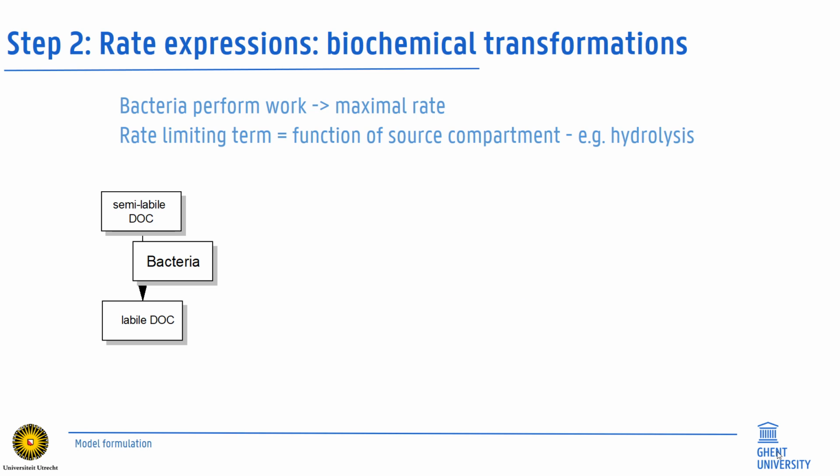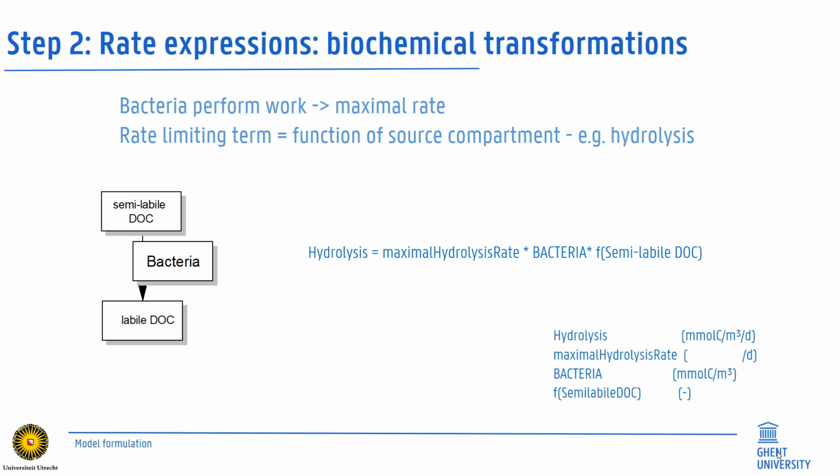In biochemical models, rate limiting terms can be a function of the source compartment, for instance in the process of hydrolysis. Here, bacteria perform the action of transforming semi-labile dissolved organic carbon with large molecular weight, this is the semi-labile DOC, to low molecular weight dissolved organic carbon. The hydrolysis rate is therefore a function of the semi-labile DOC that needs to be hydrolyzed and the availability of the bacteria, that are the workers here, in between two states of the organic carbon. Units are, as for the earlier seen rate limiting terms, defined as either concentrations per day, rates per day, or concentrations.